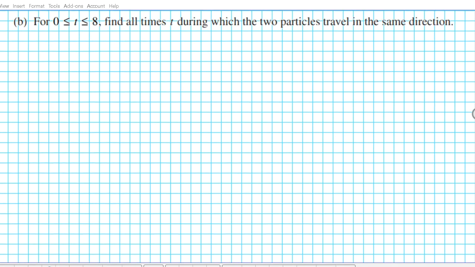All right, let's take a look at 5B. The question reads, for 0 less than or equal to t less than or equal to 8, find all times t during which the two particles travel in the same direction. Okay, so let's go ahead and outline our plan of attack here. So one thing we want to do first is we want to isolate the velocity function of the two particles, okay? So find the velocity function of the two particles.